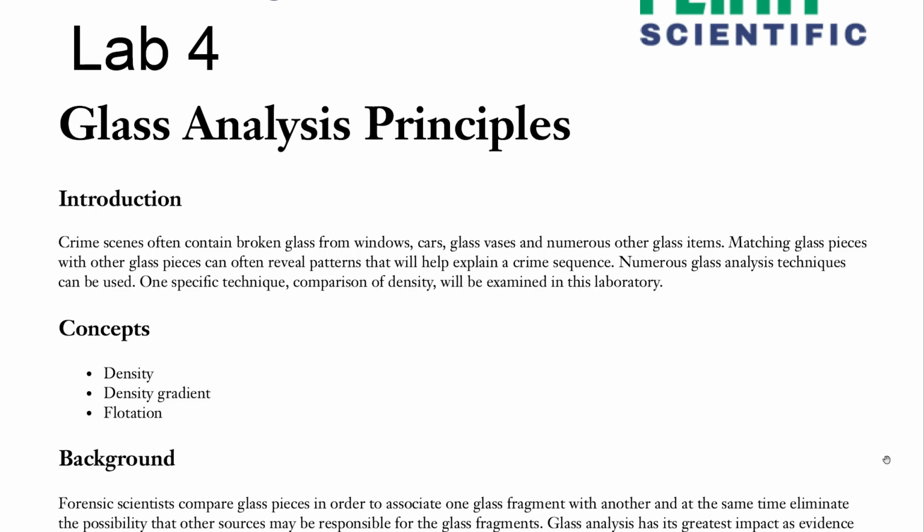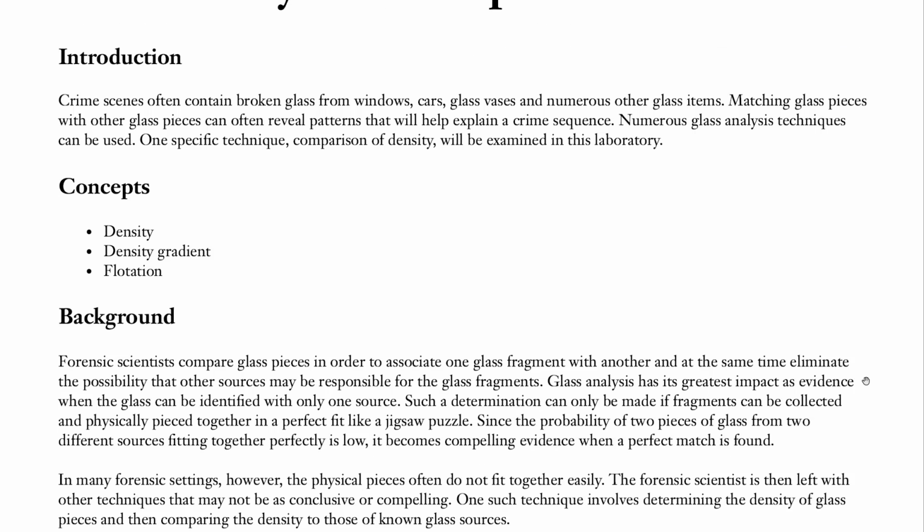Today I'm going to be talking to you about Lab 4, Glass Analysis Principles. As an introduction, crime scenes often contain broken glass from windows, cars, glass vases, and numerous other glass items. Matching glass pieces with other glass pieces can often reveal patterns that will help explain a crime sequence. Numerous glass analysis techniques can be used. One specific technique, comparison of density, will be examined in this laboratory.